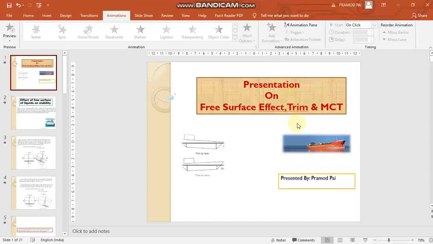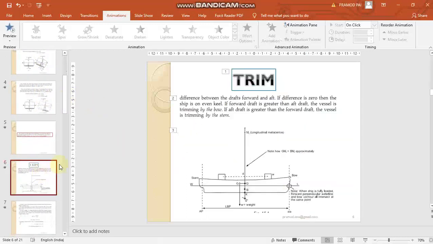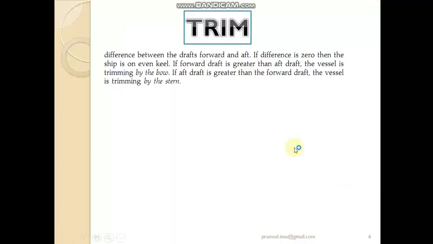Hello, and welcome to today's discussion on trim of ships. With respect to longitudinal stability, we always consider how a ship develops trim and how we can control the trim.